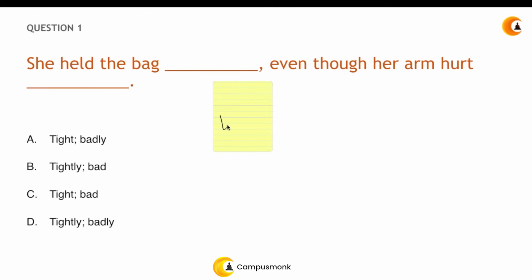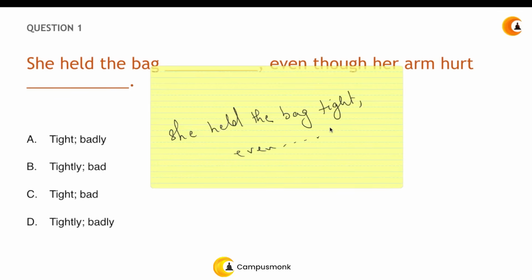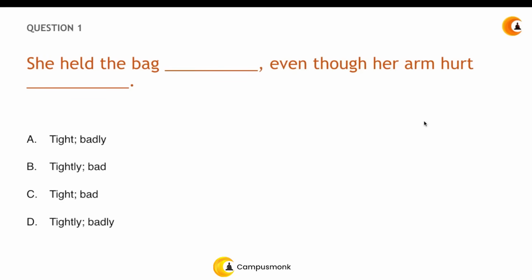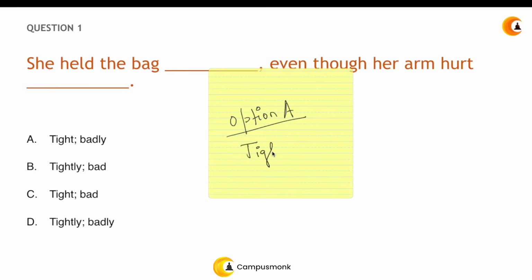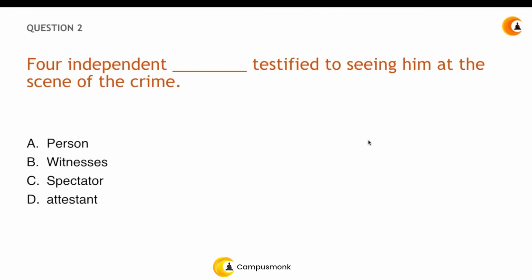That's when ly will not be used. Got it? So it will be she held the bag tight. Then whatever is there, even though her arms hurt badly. Even if her arms were hurting badly, the bag was held tight by her. Okay. So what is the answer? The answer is in option number A. So the first blank will be filled with tight. The second blank will be filled with badly. Right? Great. So moving on to the next question.